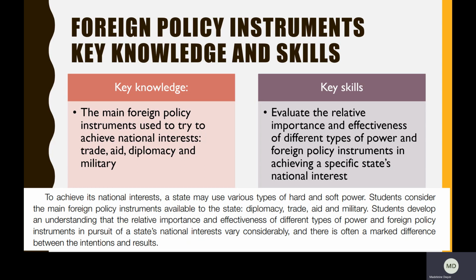In terms of the key knowledge that you need to know, there are 4 foreign policy instruments that we look at. That is trade, aid, diplomacy and military. So there's only 4. And foreign policy instruments are anything that you use to help achieve your interests overseas.